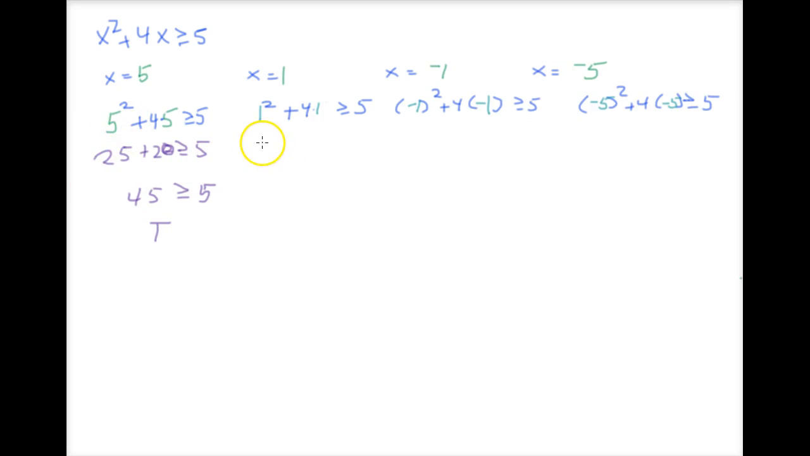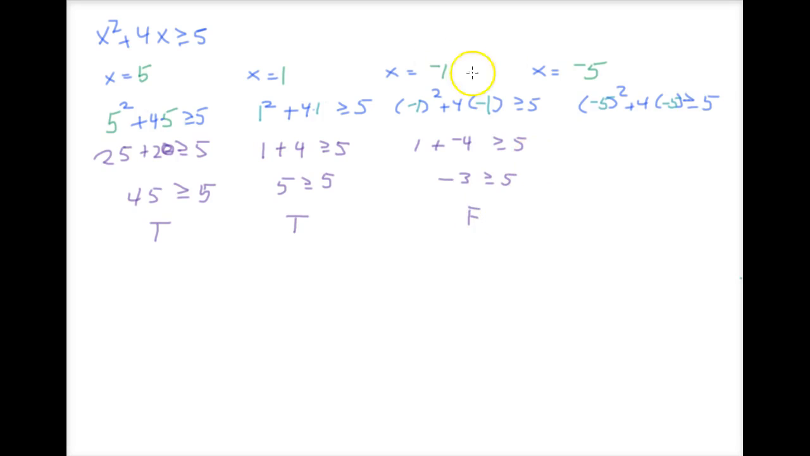All right, let's take a look. 1 plus 4 times 1 is 5, is greater than or equal to 5. This was cutting it close, but it is 5, and 5 is greater than or equal to 5. That's our true. That guy's okay. -1 squared: -1 times -1 is 1. 4 times -1 is -4. Is 1 plus -4 greater than or equal to 5? That's -3 is greater than or equal to 5, and that is false. So -1 is not going to work.